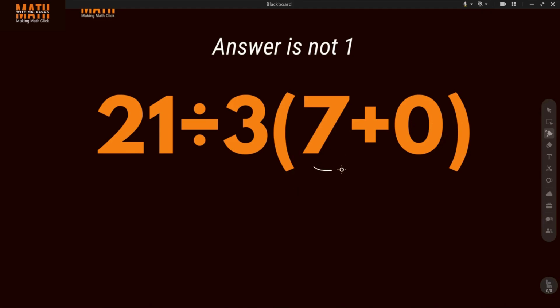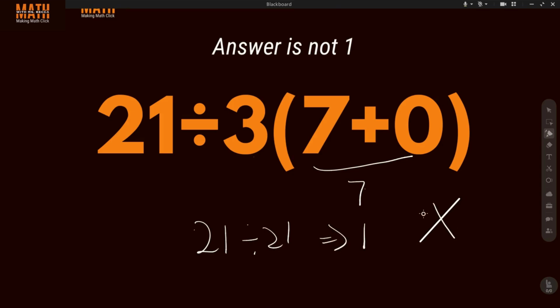7 plus 0 gives 7. Then 7 times 3 gives 21, and 21 divided by 21 equals 1. This is wrong. So if you solve yours this way, just know that you are solving it the wrong way. Now, what is the correct way to solve this?